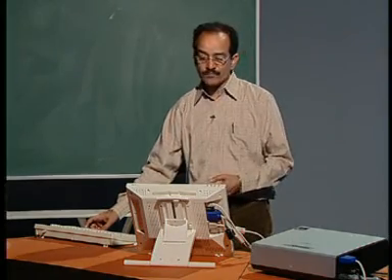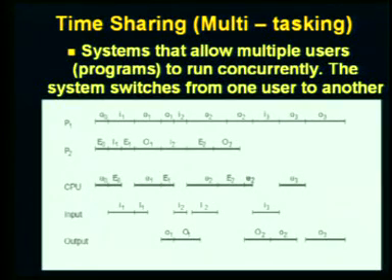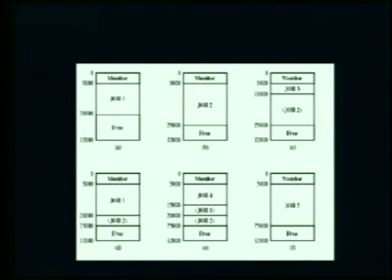So, that is what we call a system that allows multiple users to run concurrently, and the system switches from one user to the other. So, this can be the scenario. Once my jobs are executing, it can be job 1, job 2, job 3, executing in some sort of a sequence.